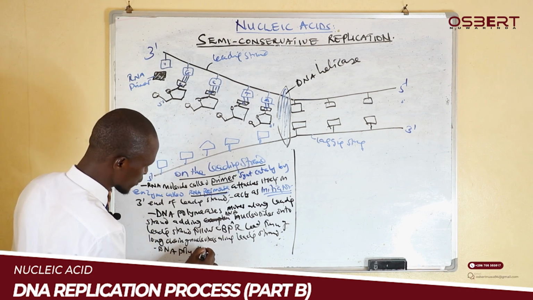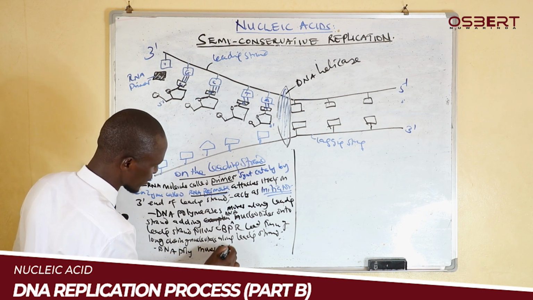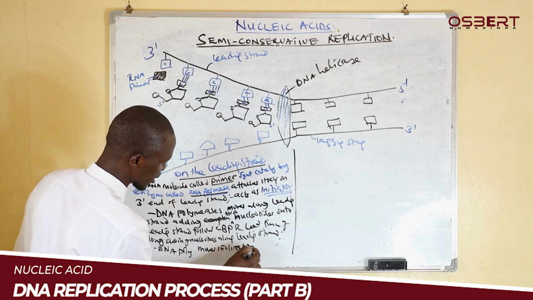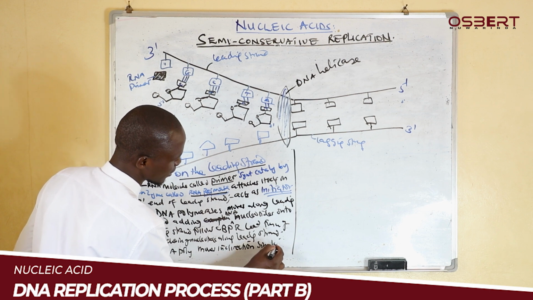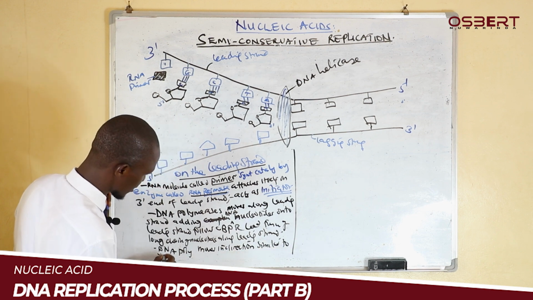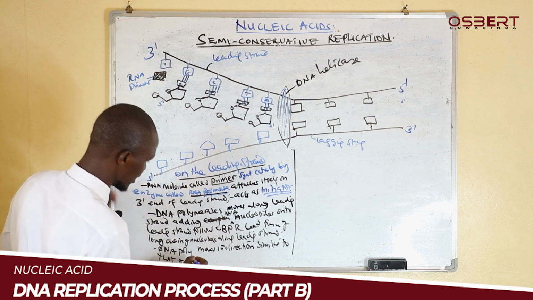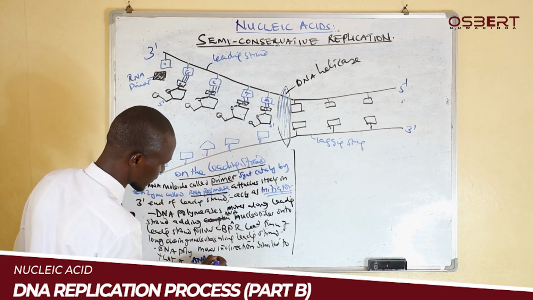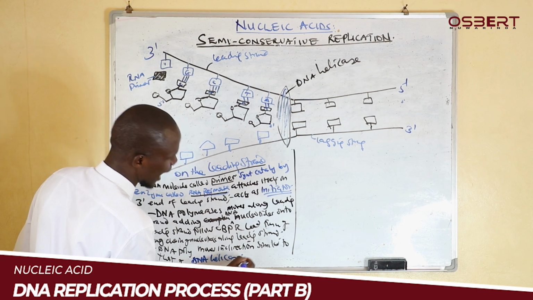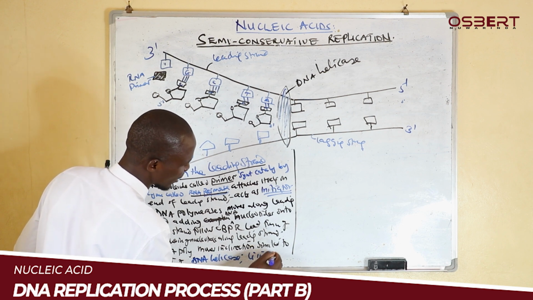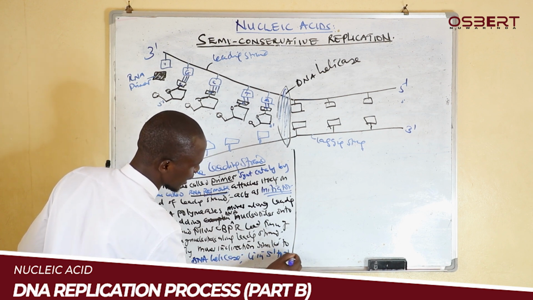polymerase moves in a direction similar to that of DNA helicase. And that is in a 5' to 3' direction.